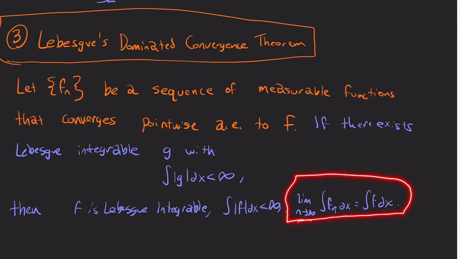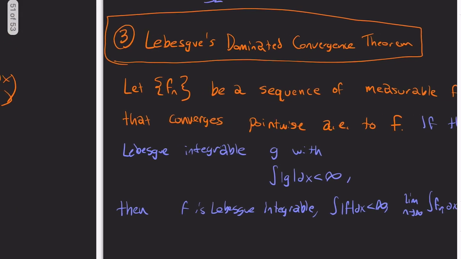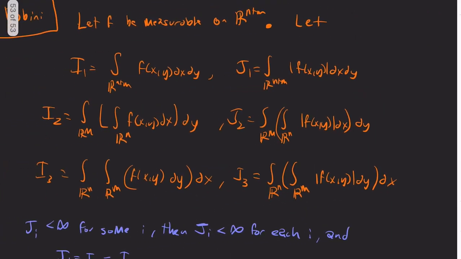So you don't need that the f_n's are monotonically increasing, or non-decreasing, like with the monotone convergence theorem. I believe, if I recall correctly, the proof of this actually uses the monotone convergence theorem. But the point is, all you need is a dominating function g. So you'll sometimes see this g referred to as a dominating function. That's the dominated convergence theorem.